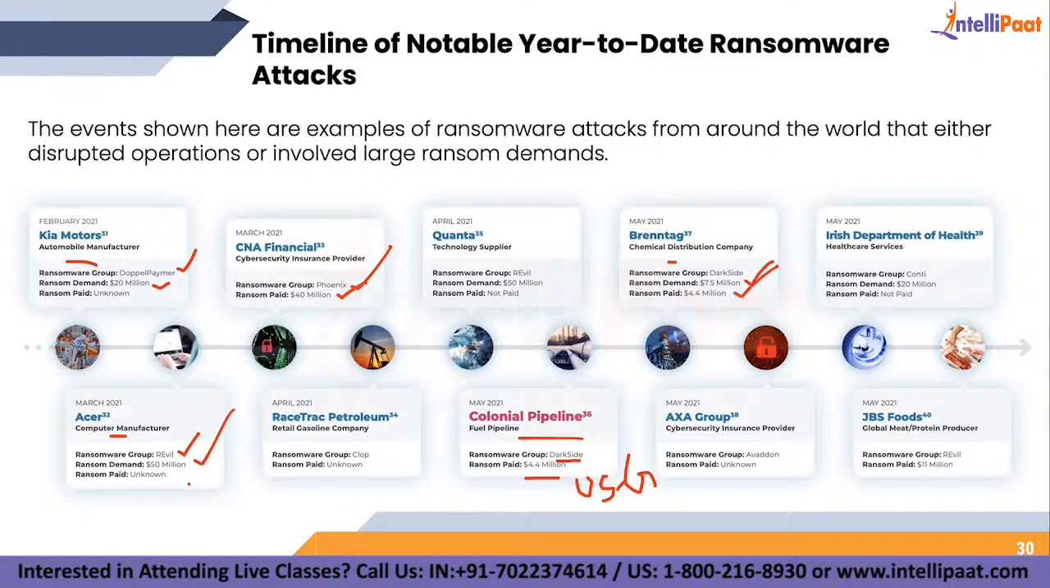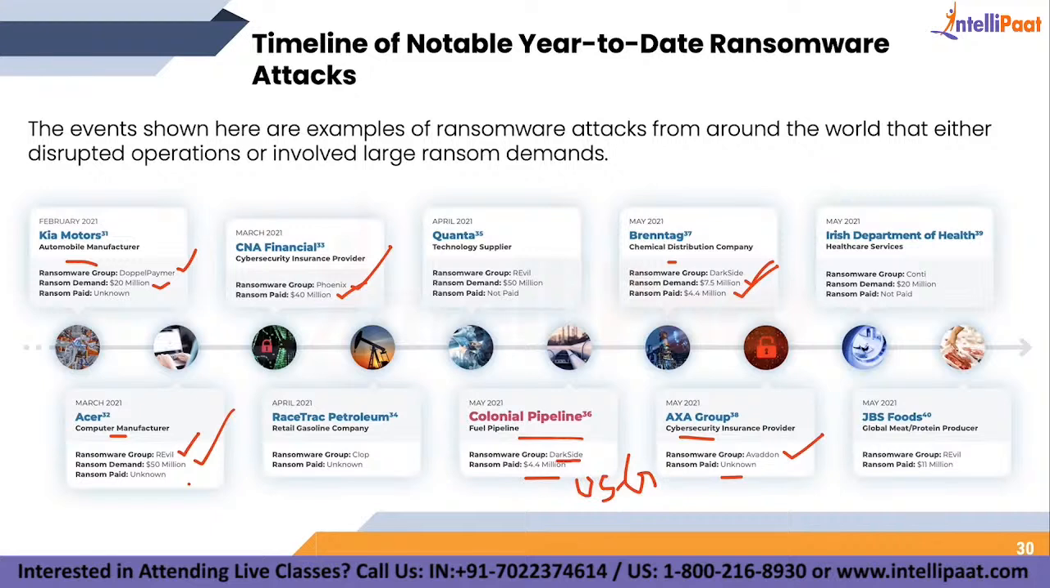It was the same in the month of May. Then a cybersecurity insurance provider group called Avedon launched a ransomware payment report. The Irish Department of Healthcare Services was hit by the ransom group Conti. And then JBS, the global meat protein producer, was again attacked by REvil, who got 11 million US dollars. So REvil had been quite active last year.